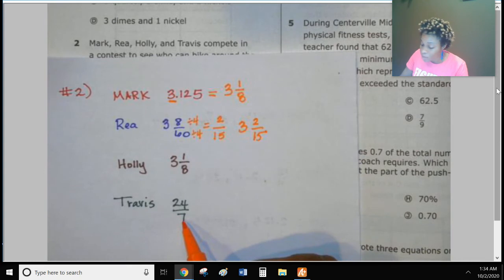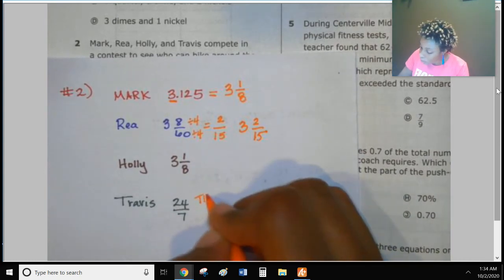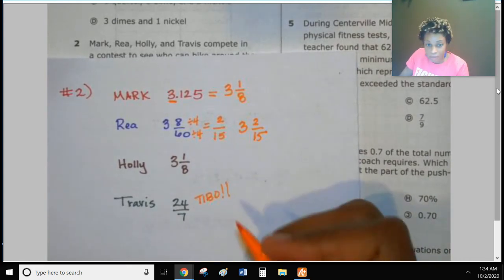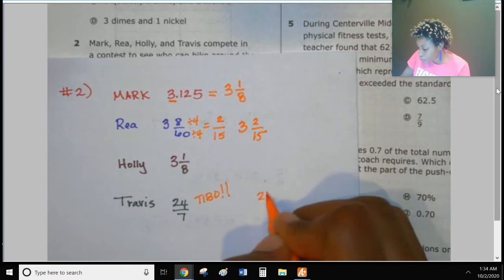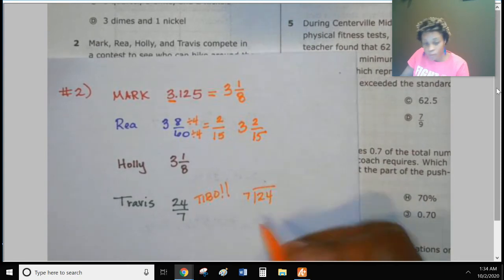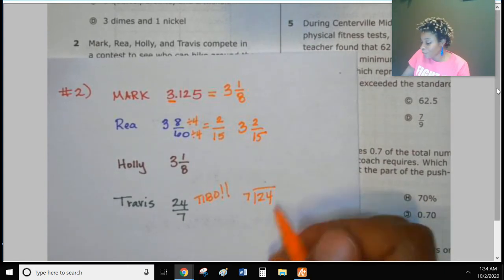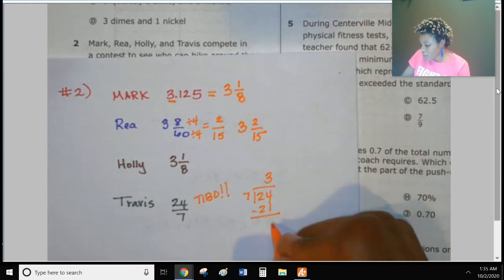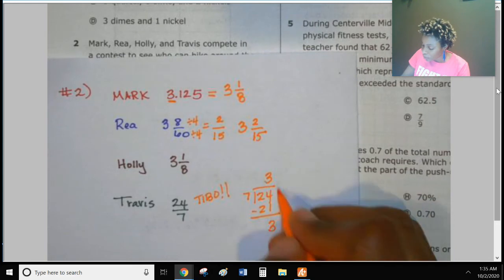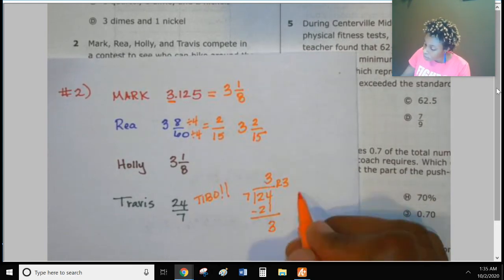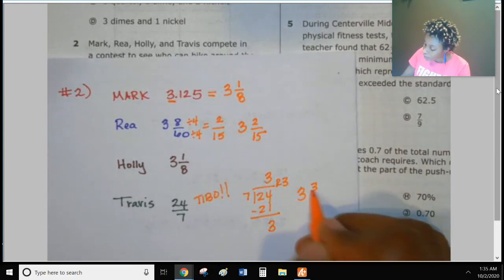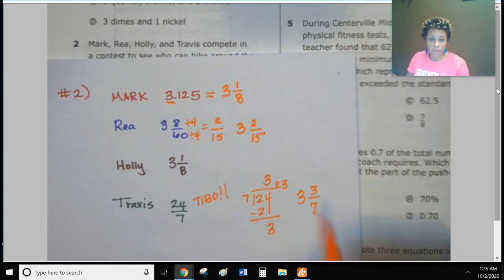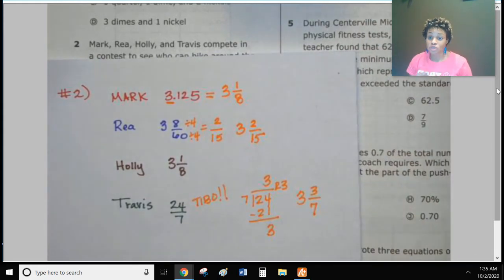And Travis, we have to do what? T-bow. Top in, bottom out. What times 7 will give me closest to 24? 3. That's 21. I subtract. I have a remainder of 3. So Travis will be 3 and 3/7.